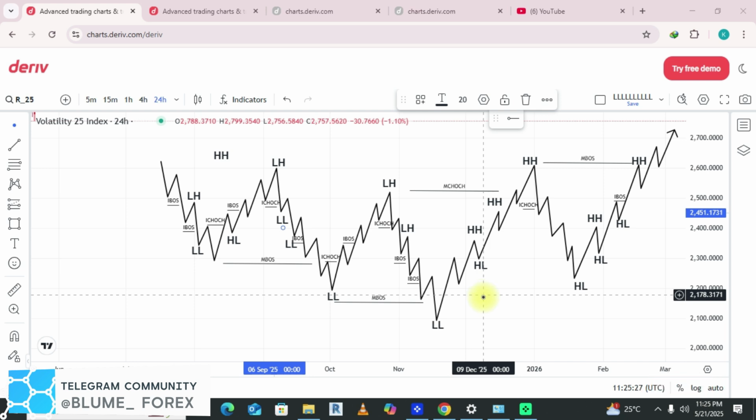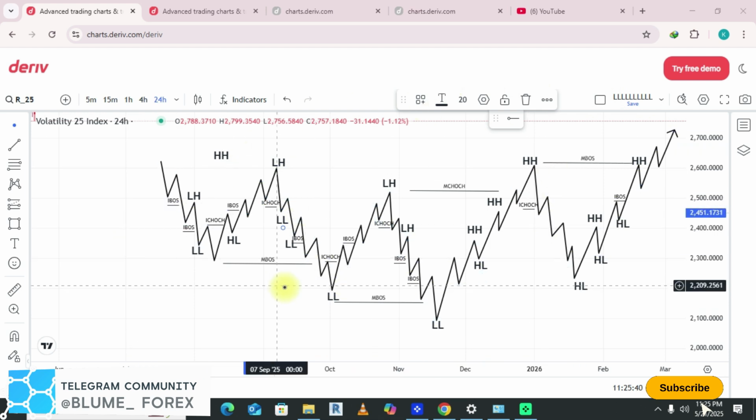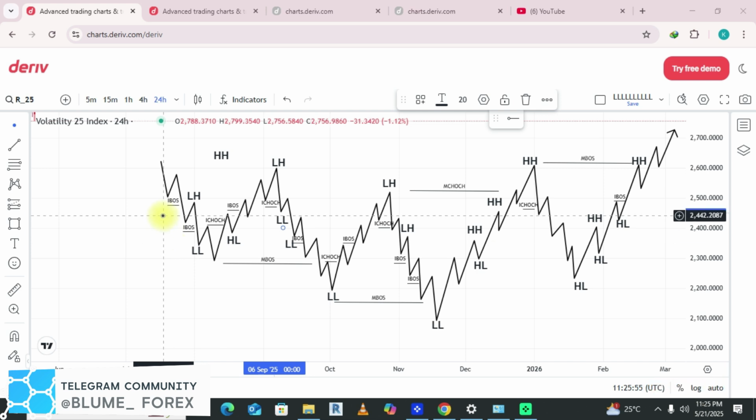So this video will help you understand the concept of change of character and break of structure, right? Using this diagram, it's going to help you understand how these two are used together to determine the direction of the market. Later, after this video, we'll move on to the chart and apply the same concept on the chart, right? So we're starting from the left.